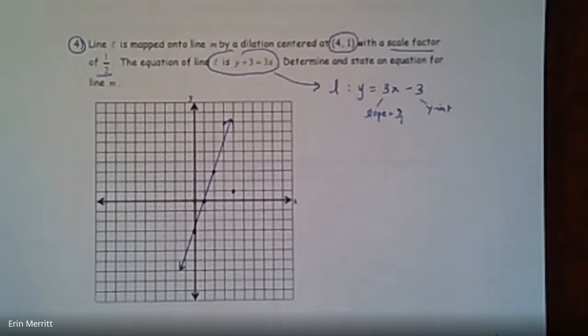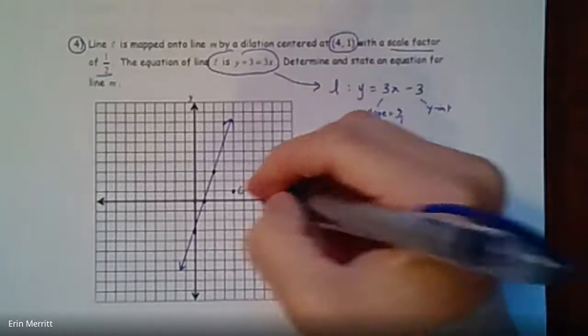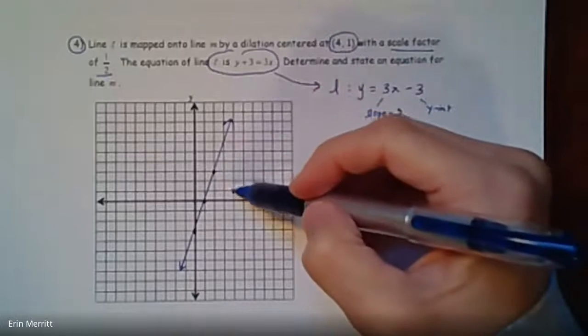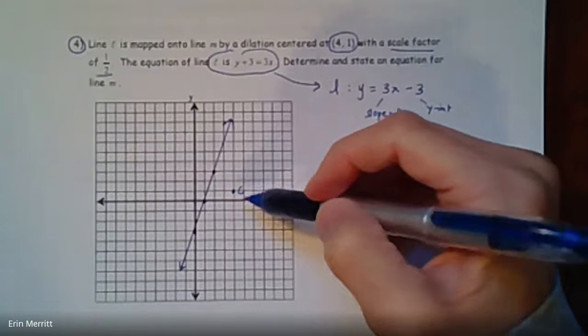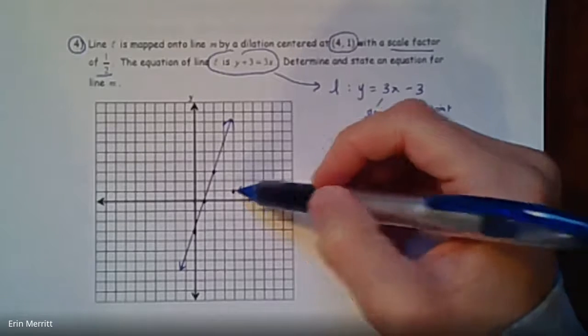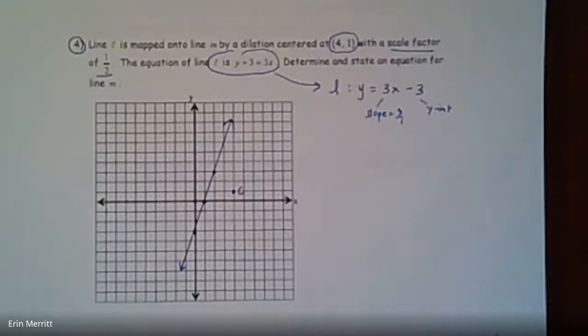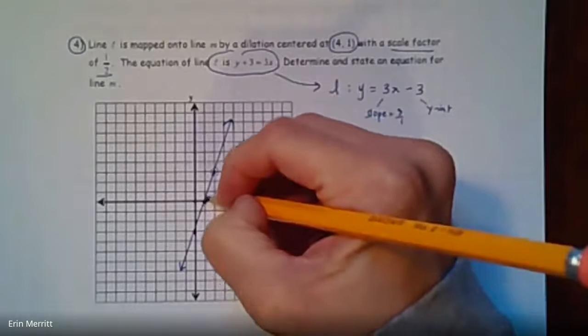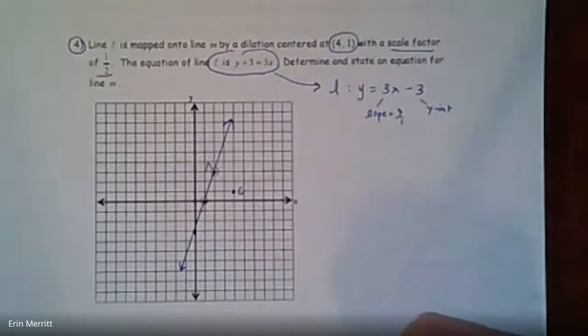We are going to dilate it by 1/2 from point 4, 1. So that's my little center of dilation right there. So what that means is that all the points on the line should move so that they're half as far away as they currently are from point C, which is what I labeled this right here. All right. I would always suggest just pick 2 points that are kind of close by if you can't pick ones that are vertical or horizontal. So I'm going to use these 2 that are relatively close. I'm going to call this one A just so I can talk about it.